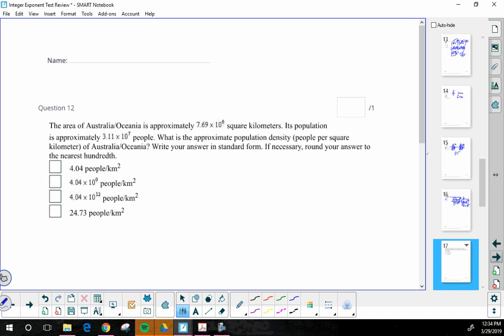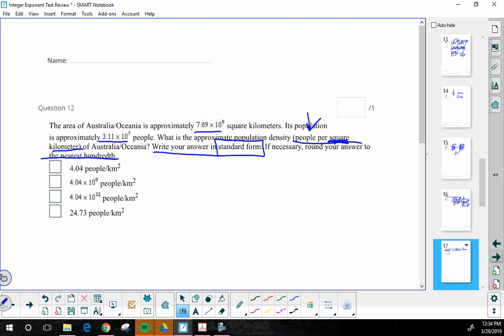All right. Question 12, the area of Australia Oceania is approximately 7.69 times 10 to the 6th square kilometers. Its population is approximately 3.11 times 10 to the 7th people. What is the approximate population density, people per square kilometer? So that tells us the order that we're going to divide. People goes on top, and the number that goes with the area of the land goes on the bottom. Okay, and then right here I notice it says to write my answer in standard form, not scientific. And also I'm rounding if I need to the nearest 100.